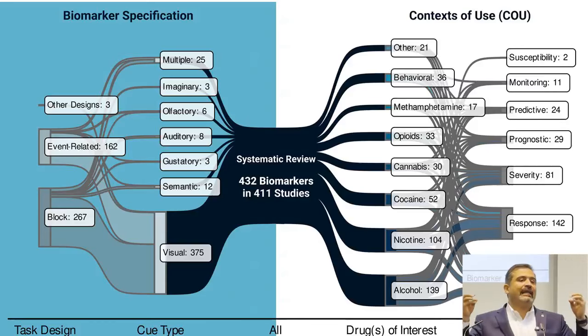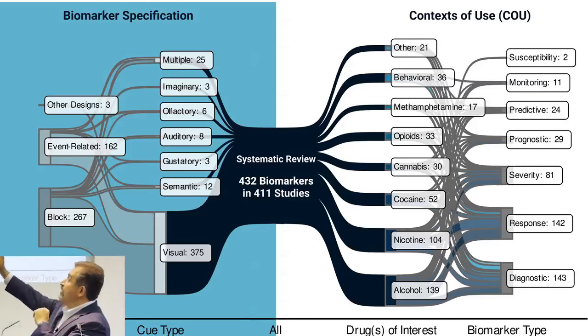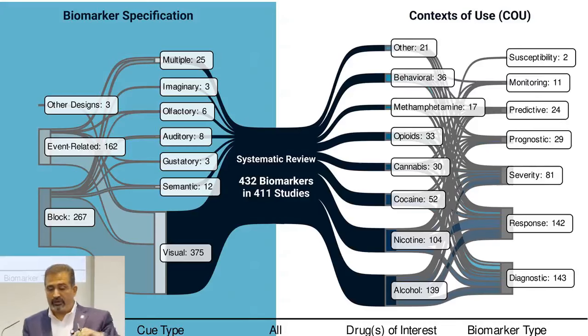So the level of evidence for one single specification, one single context of use is just very limited. When you want to define a biomarker, one important point I hope you can take from this discussion is that you need to clearly define the specification of the biomarker and the COU, the context of use of the biomarker. And when you put these together, the studies that are replicating each other and accumulating evidence are limited because they are distributed across the field.